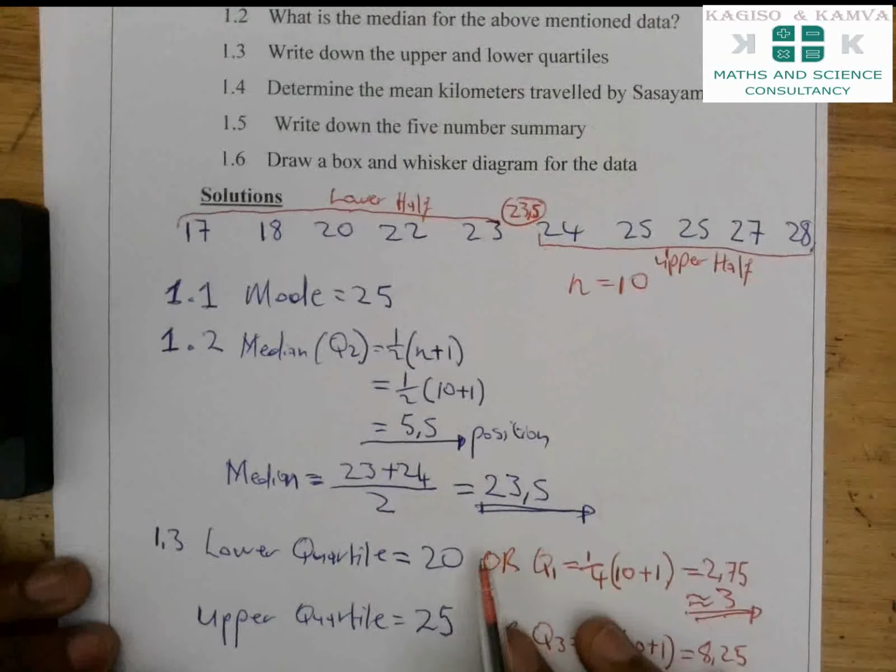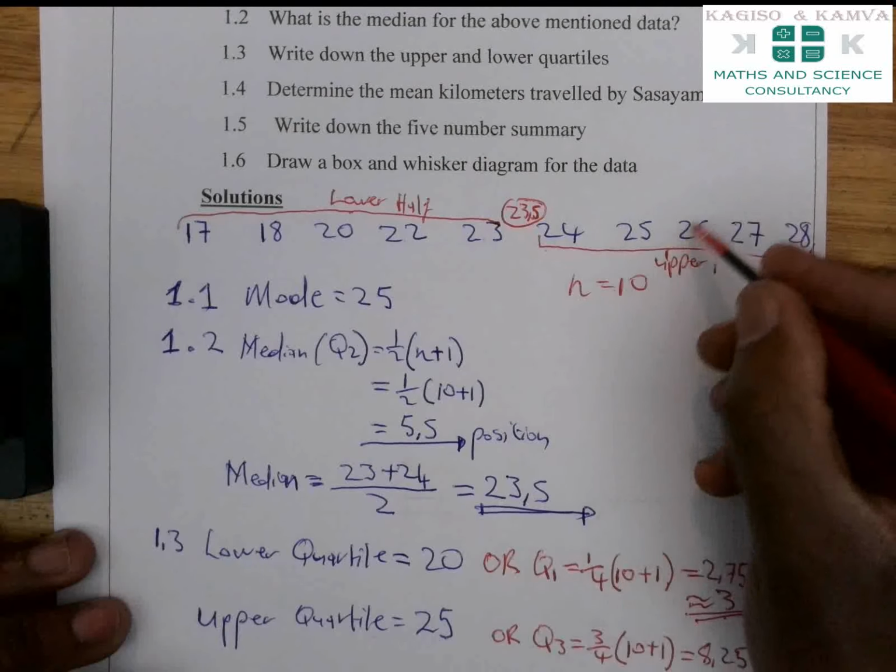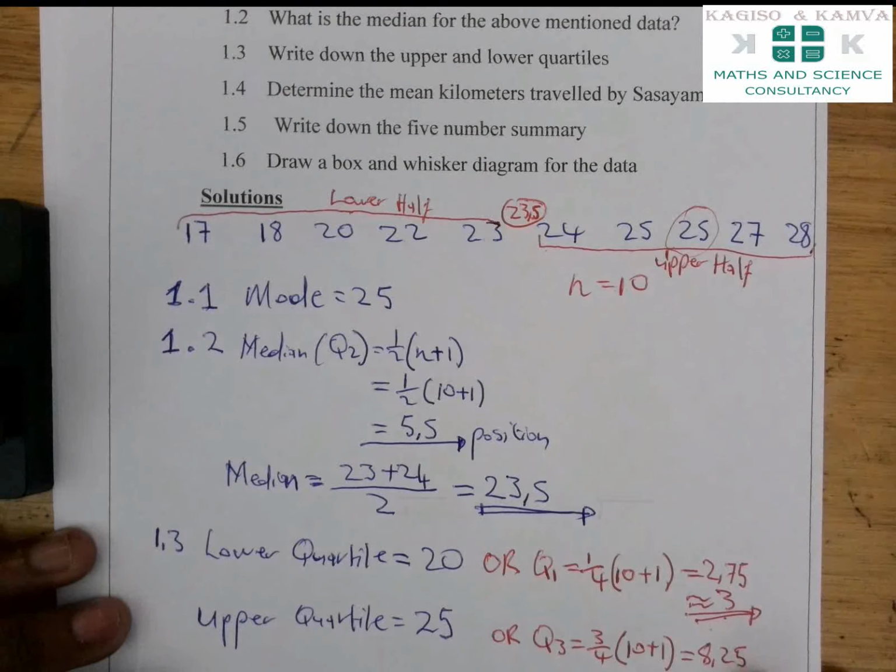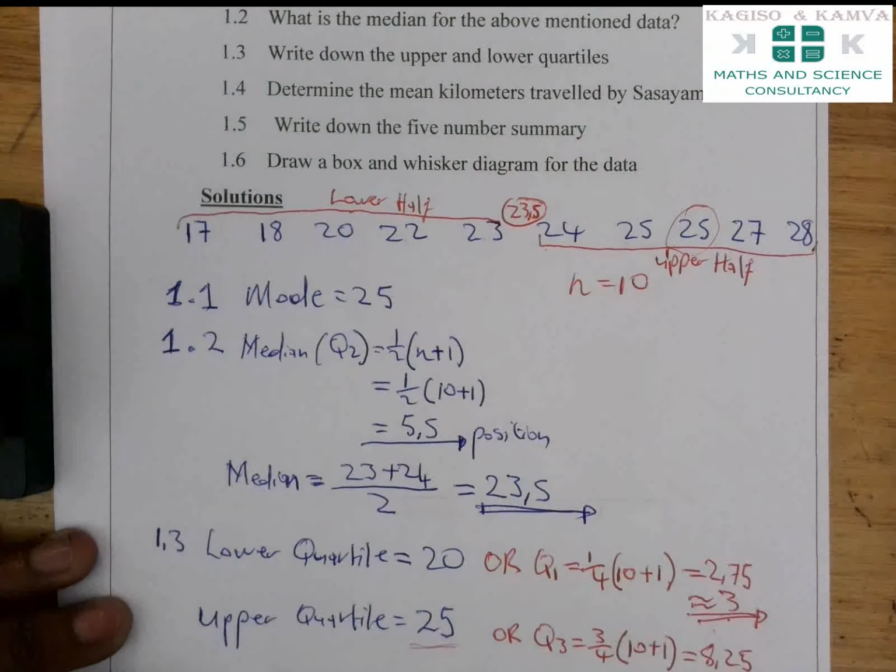So let us count. 1, 2, 3, 4, 5, 6, 7, 8. This one is going to be our upper quartile, which is this 25. So that's how useful these equations can be. Now let us move to the next question.